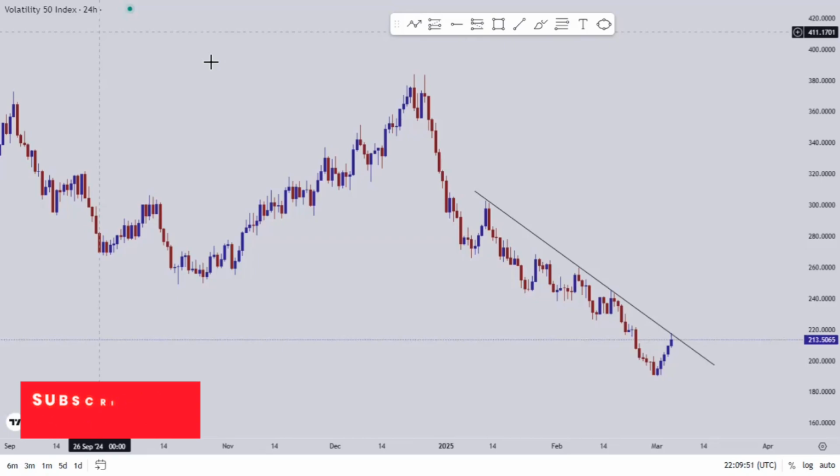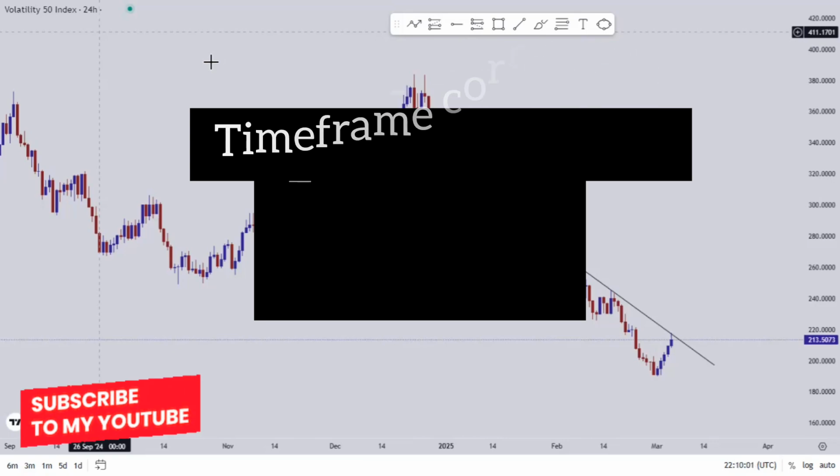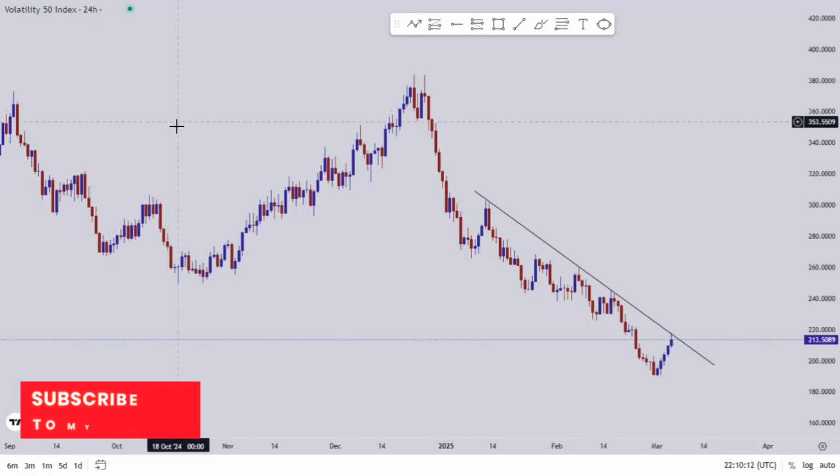And for your entries, once you are using the daily time frame trading the trendline strategy, you're using the 15-minute as your entry. And if you're scalping, whereby your higher time frame is the 30-minute or the 1-hourly time frame, your entry time frame should be the 5-minute time frame.